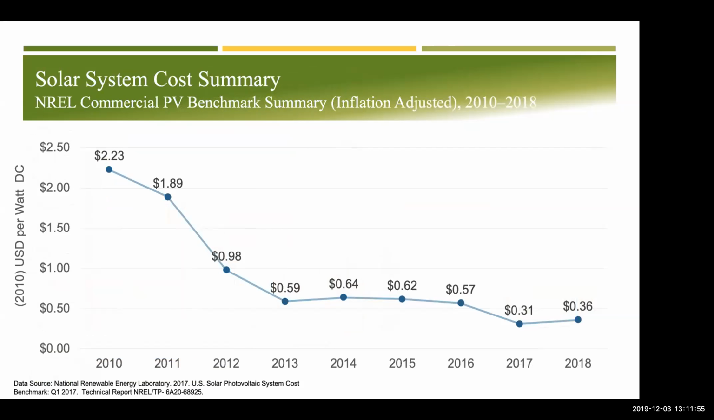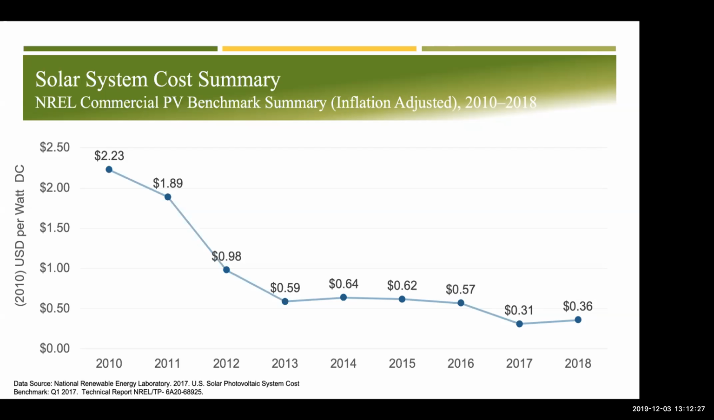So what's causing that cost to come down is the next logical question. And really the primary driver of the reduction in system cost has been the reduction in the actual module costs themselves. So if we look at this benchmark pricing for PV solar modules, you can see we've seen basically a 78% decrease from $2.23 in 2010 down to 36 cents per DC watt in 2018.